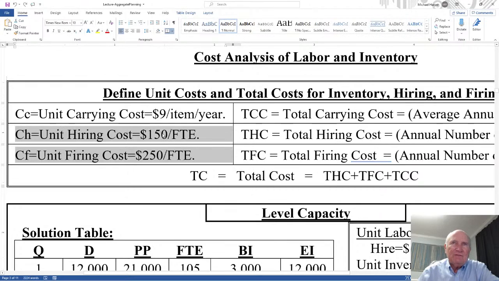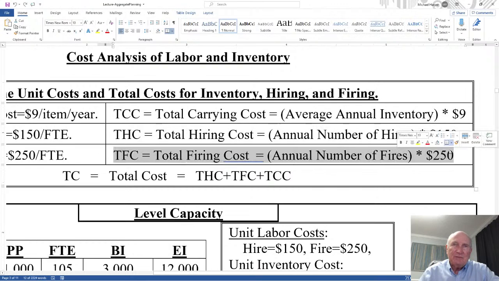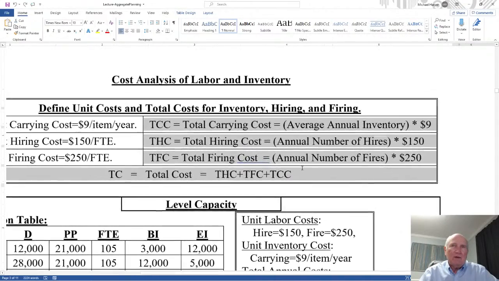Okay, for each FTE, it costs 150 to increase and 250 to decrease. The reason these are different is because increasing and decreasing are 2 different operations. It's not the same in reverse. It takes different things that you do. I can extend this to a year or to some planning horizon. The total carrying cost is the average annual inventory times a unit cost of carrying each individual inventory item. The total hiring cost is the annual number of hires per year times 150. The firing cost is annual fires per year times 250. And if I add all 3 of these together, I get something which I call the total cost: hiring and firing and carrying cost. Okay, and there you go.